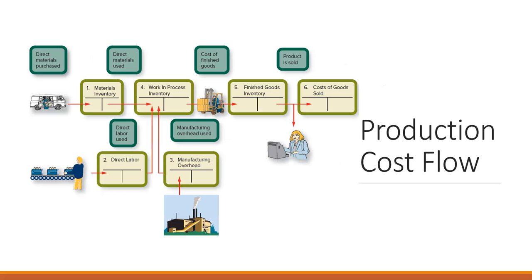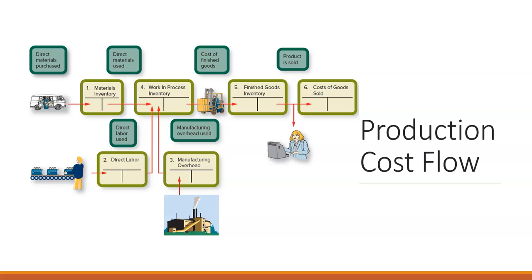This is an example of how things move through our accounting system. You can see that we have T accounts. We purchase direct materials. We get the direct materials and we record that as a debit in our materials inventory. We now have an asset. We have direct materials. When we use those direct materials in production, we transfer them to work in process. So we're going to credit the materials inventory account and debit the work in process inventory account.